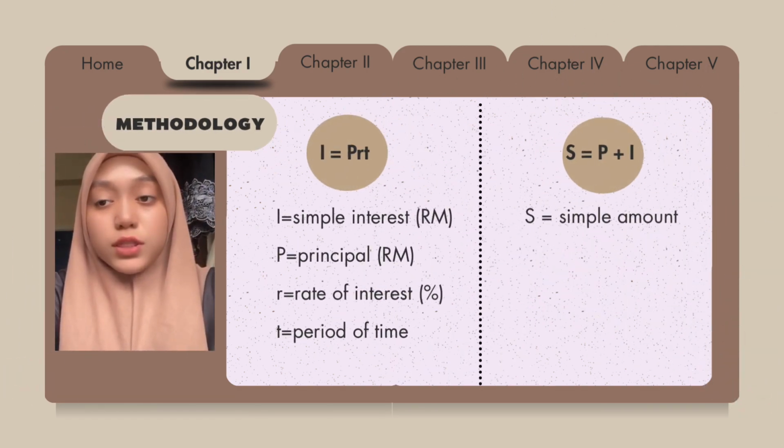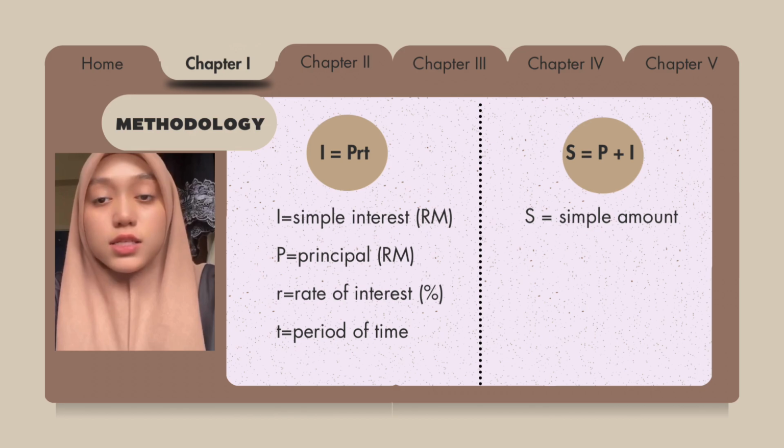Methodology of simple interest. I equals PRT. I is simple interest in RM. P is principal in RM. The amount of money invested or borrowed is called the principal. R is rate of interest, the percentage of the principal that is written as interest. T is period of time in years. S equals P plus I. S is the simple amount of the original principal and the interest earned.